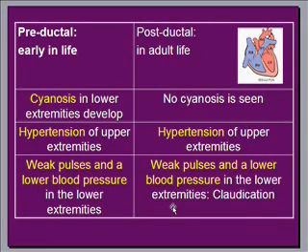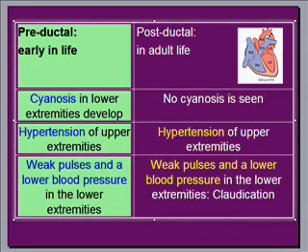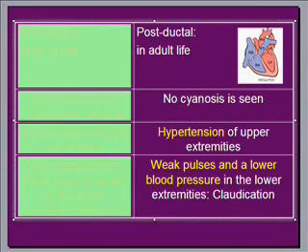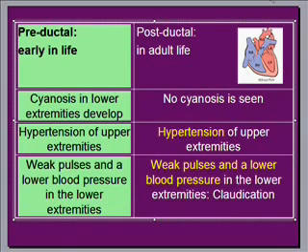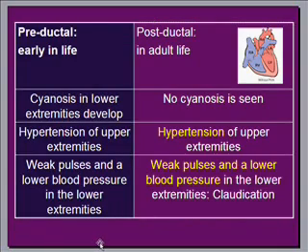So this is a general difference between these two cases, preductal and postductal. Preductal, the classical point to note is the cyanosis that is typically present in the lower extremity. The upper extremity may be normal. So this entire column is for the infantile type of coarctation of the aorta.